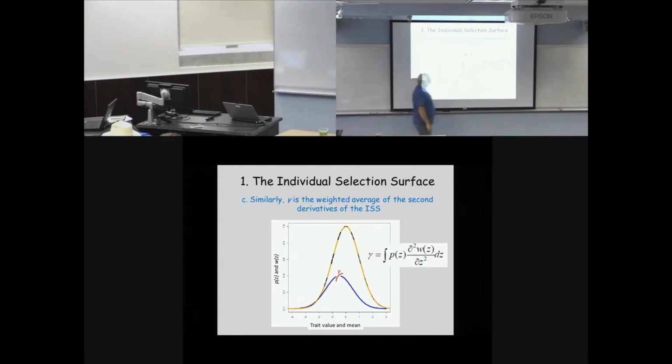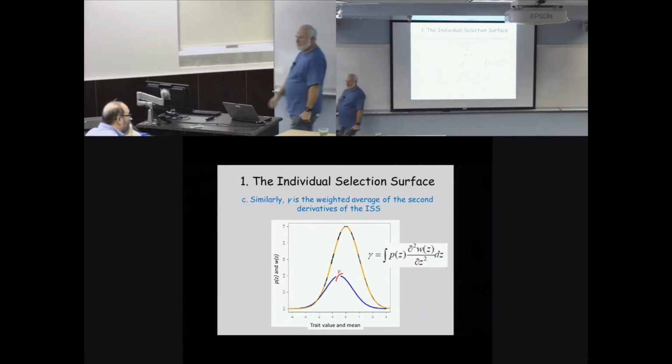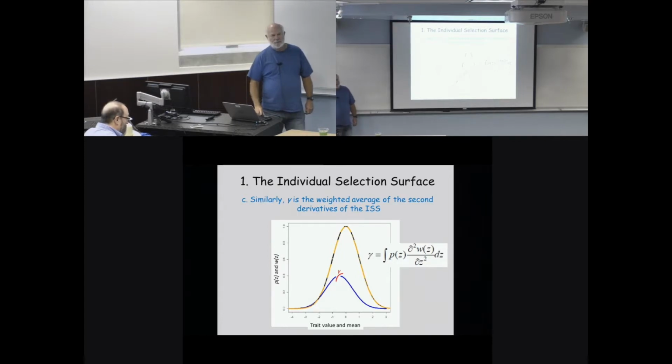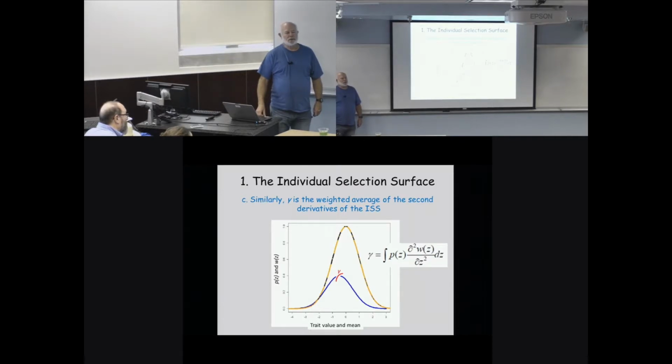Same thing for gamma. Gamma is the weighted second derivative. So if we calculated the curvature, the second derivative at each point, weighted it by the trait value at that point, just kept doing that, and summed it up, from minus infinity to plus infinity, that weighted average would turn out to be gamma. Now this is one of those times where I cheated. I didn't actually calculate gamma for this curve. It's pictorial. Okay, so that's the relationship of beta and gamma to the individual selection surface.